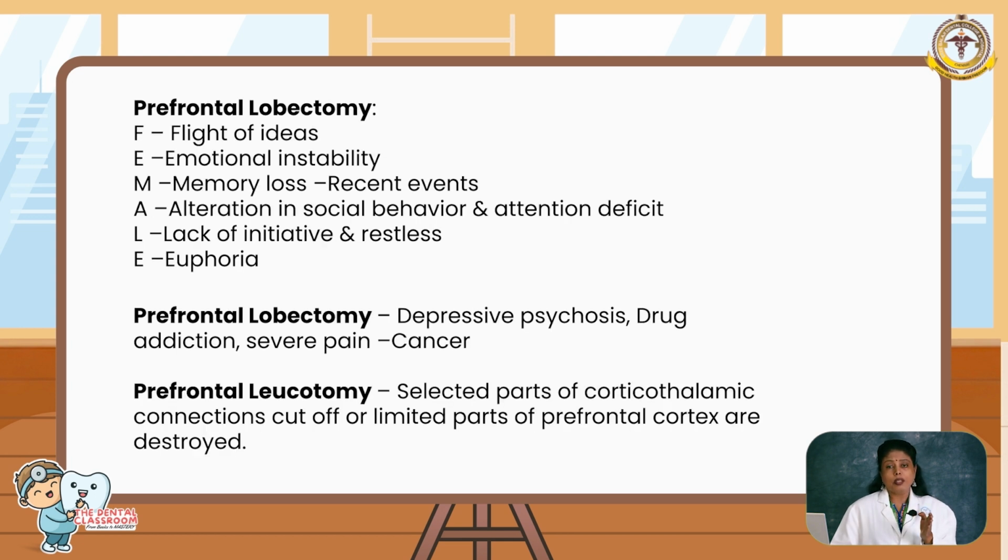Suppose if this prefrontal lobe is removed or damaged, this will lead to certain symptoms called flight of ideas. They will have a lot of ideas but meaningless ideas. Emotional instability. They will be very unstable, and loss of recent memory. Then alteration in the social behavior, attention deficit. Then lack of initiativeness, and always they will be restless. And one interesting thing is they will be always happy, that is euphoria. So, these are the symptoms of prefrontal lobectomy.